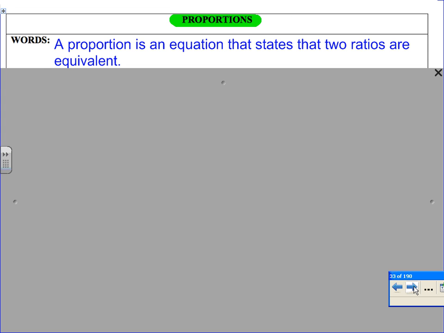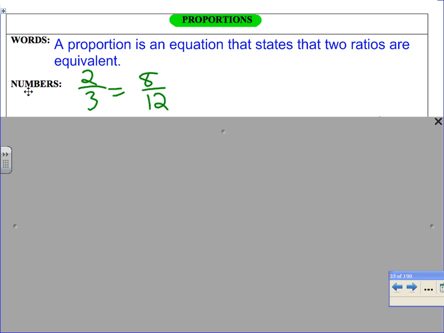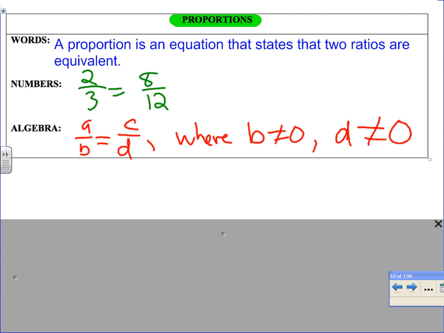So an example using numbers, I just put 2/3 is equal to 8/12. They're equivalent. There are many things you can write down. And then using variables, I just put A over B is equivalent to C over D, where the denominators cannot be 0. So B does not equal 0, D does not equal 0.